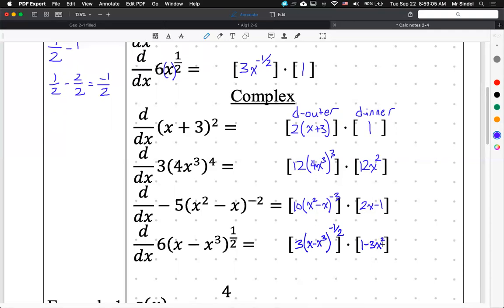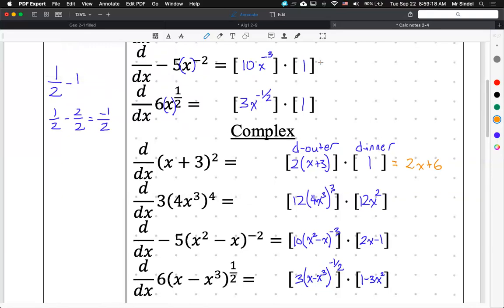And of course, each of these would eventually need to be simplified, so we can do that really quickly off to the side. So I can say that's just 2x plus 6 because I just distribute the 2. In fact, some of these need to be simplified as well. Sometimes you want a negative power because of multiple choice. Sometimes you don't want a power, so you have to be okay with both of these. But you might say this is 1 over 10x. Oh my gosh, Mr. Sindel. Okay, I'll leave it there. 1 over 10x to the power 3.